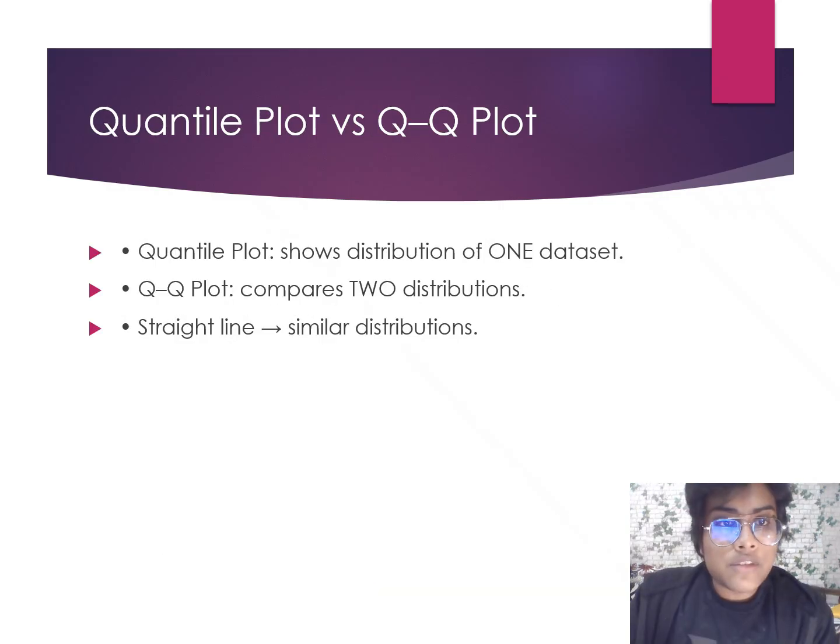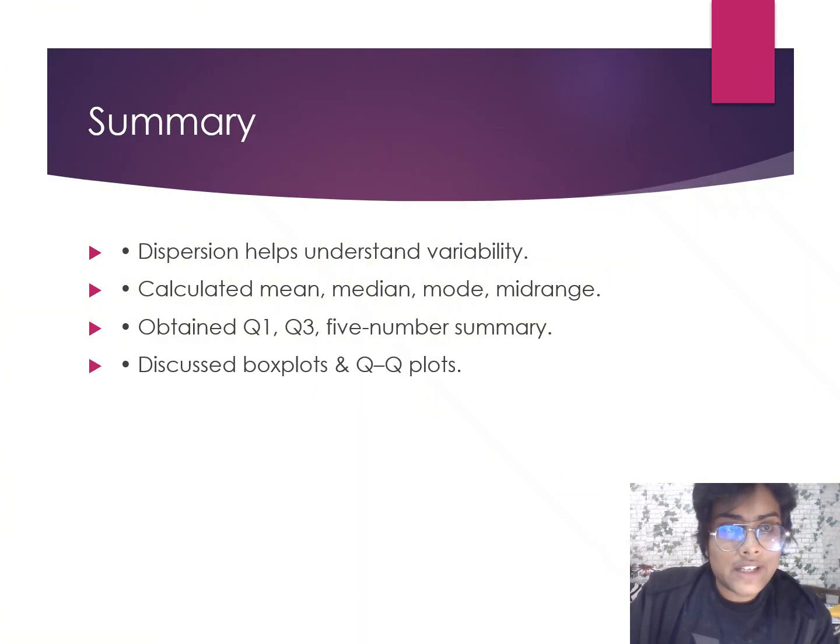So here is the difference between a quantile plot and a QQ plot. A quantile plot shows the distribution of one dataset, whereas a QQ plot compares two distributions; a straight line indicates similar distributions. So here is the summary of the two questions. Dispersion helps understand variability. We calculated mean, median, mode and midrange, obtained Q1, Q3 and the 5 number summary, and discussed box plots and QQ plots.